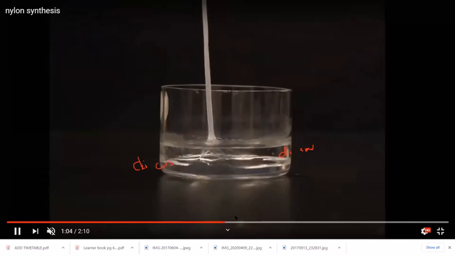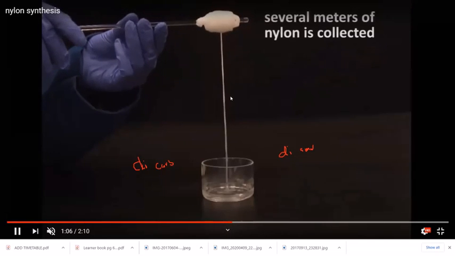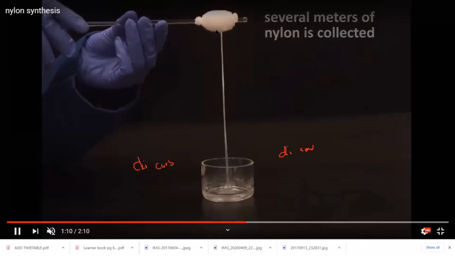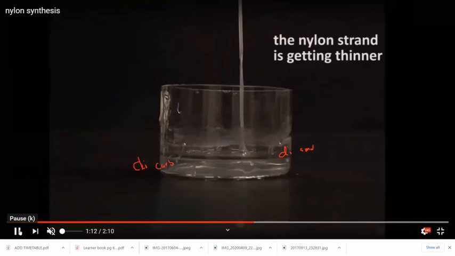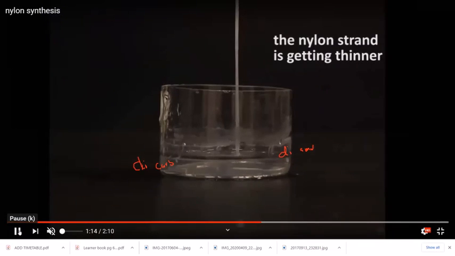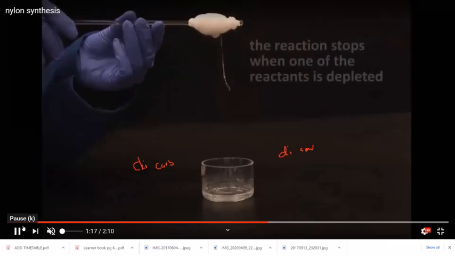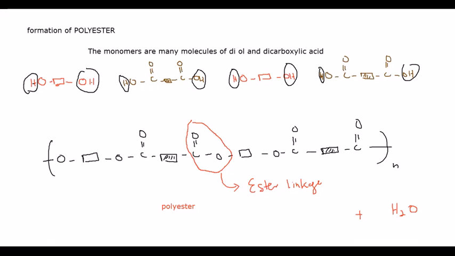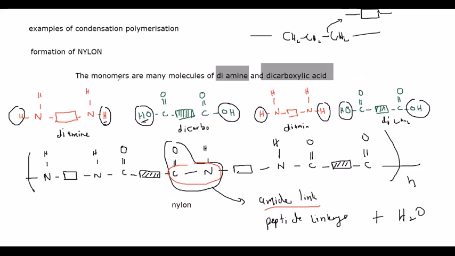So you can just roll it over a glass rod. Even with this solution, you can have several meters of nylon. And you can see the strands are getting thinner. Why is it getting thinner? It shows that the number of molecules, the reactants, is decreasing. Is the concept of formation of nylon clear? This was the formation of nylon.